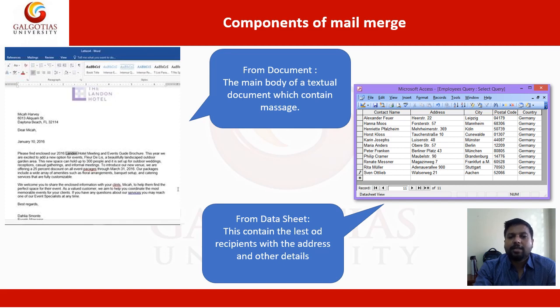So if you want to send these details, you have to create a list, for example this list from Microsoft Access. Here you can see the contact name, address, city, postal number and country. You can also add the contact number or the email address if you want to add. So you have to create two components. First, the body of a letter, the body of a document, and a sheet, or you can say a list of recipients to whom you want to send this mail.